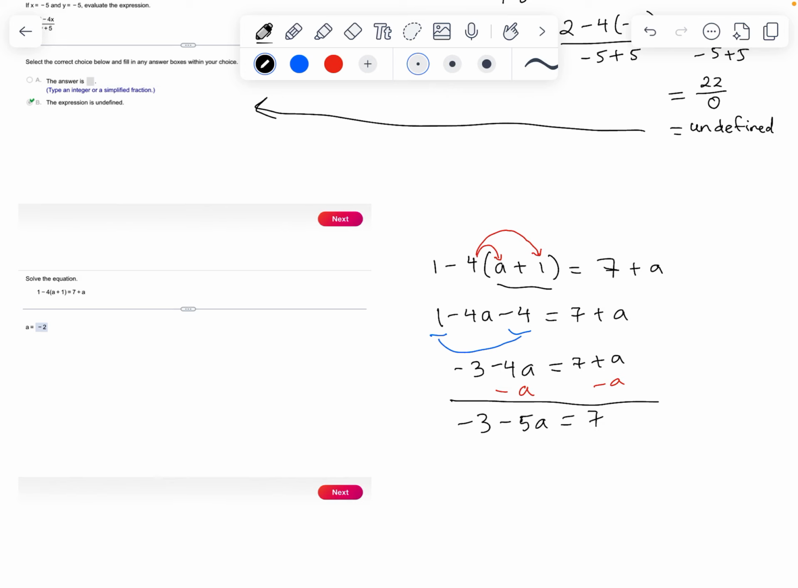Alright, so from here, now we want to leave the a alone. We'll do plus 3 and plus 3, right? Because since we have negative 3, to remove that negative 3, we have to add 3. That way it comes to 0. So this goes to 0. We have negative 5a here. And then 7 plus 3 gives 10. From here, we'll divide by negative 5. We'll divide by negative 5. Left with a here. And 10 divided by negative 5 equals negative 2.